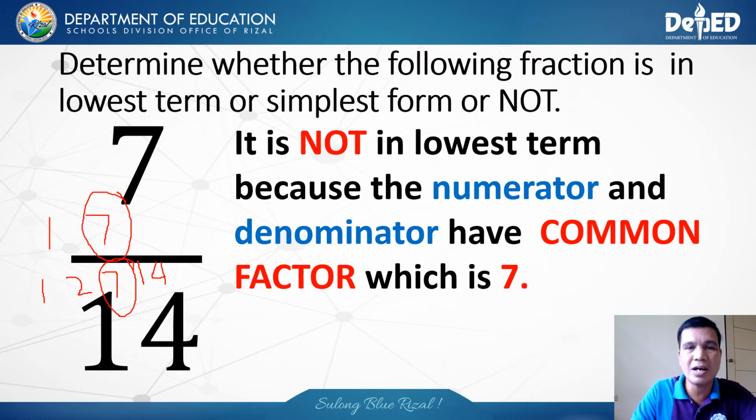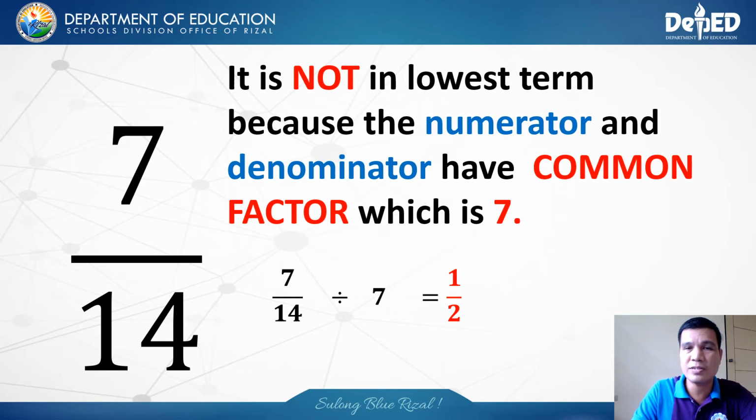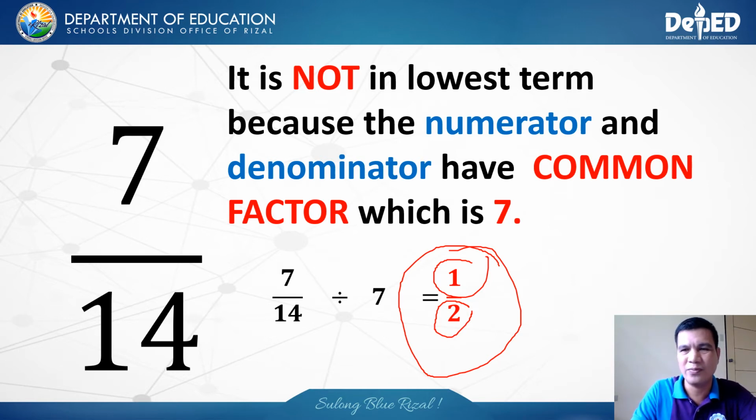So you should express your answer in lowest term. So you are going to divide it by 7 to know the lowest term of 7/14. 7/14 is not in lowest term because the numerator and denominator have a common factor which is 7. So if we are going to express 7/14 in lowest term, we are going to get the greatest common factor, which is 7, and divide it into both numerator and denominator. 7 divided by 7 is 1, 14 divided by 7 is 2. So our final answer is 1/2, or we can express 7/14 as 1/2. So that will be your final answer, 1/2.